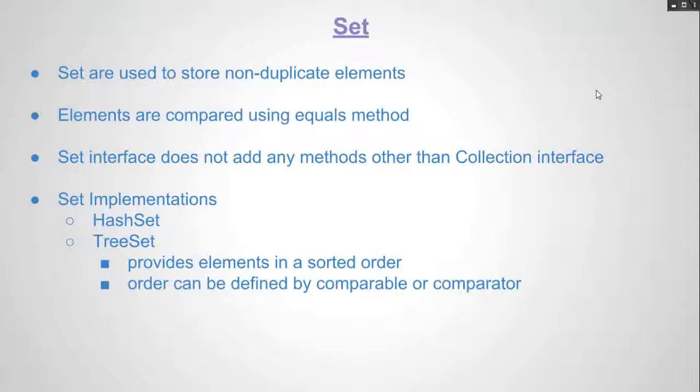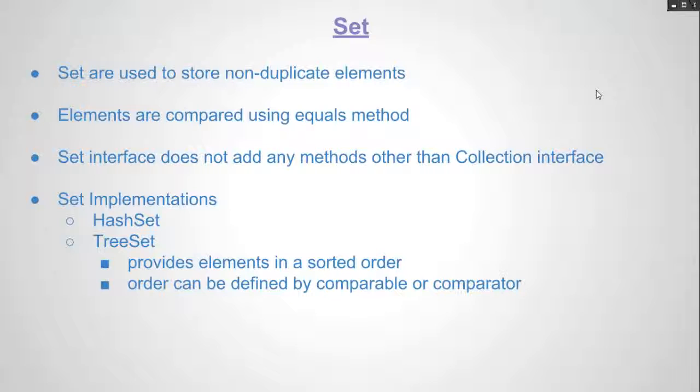So it does not add any methods other than the collection interface methods. The list interface has added the methods with index, but set will not have any other external methods from the collection interface. The set implementations are hash set and tree set. Tree set provides the elements in a sorted order. So the order can be defined by the comparable or comparator interfaces. We will see what is comparable and comparator later.